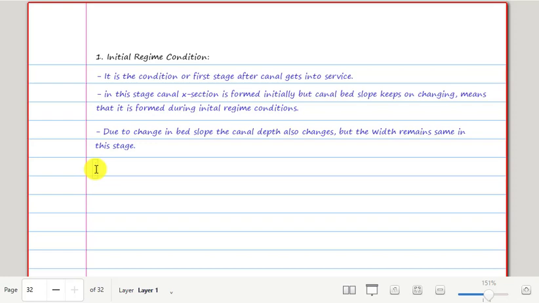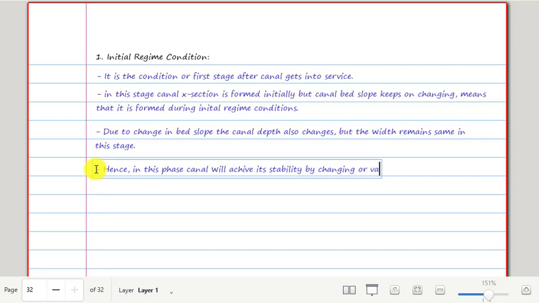so how in this condition, how canal is going to achieve stability? Hence in this phase, canal will achieve its stability by changing, or maybe you can say by varying its depth. Got it?